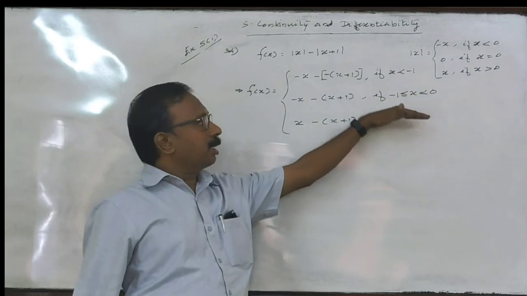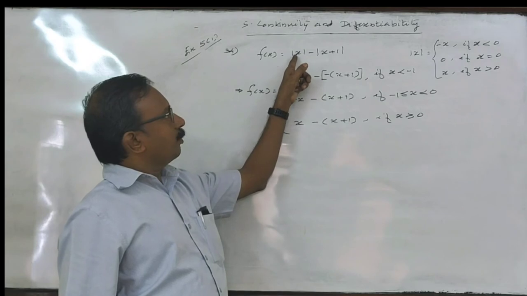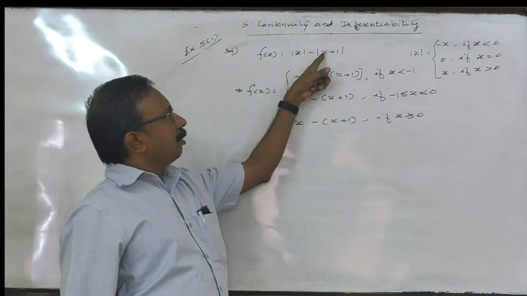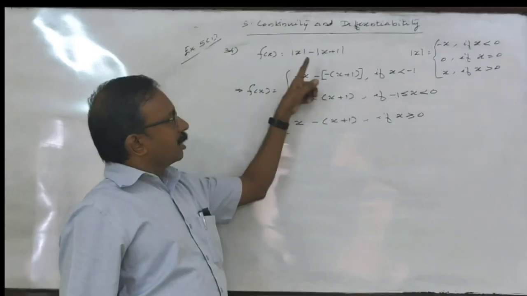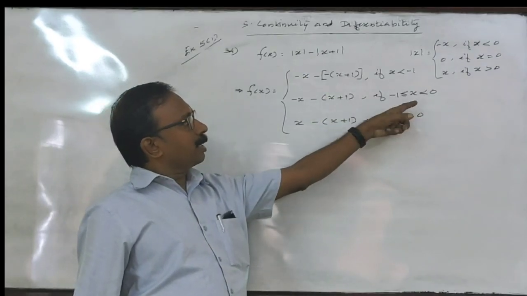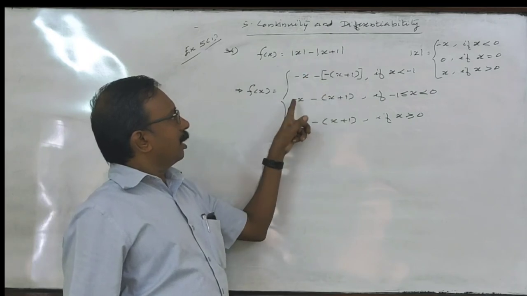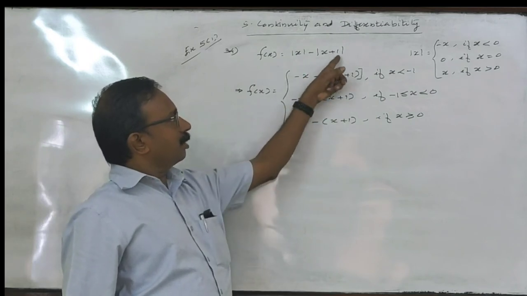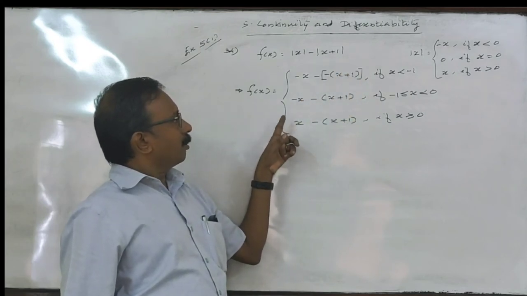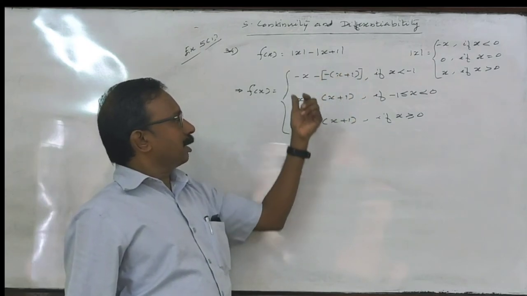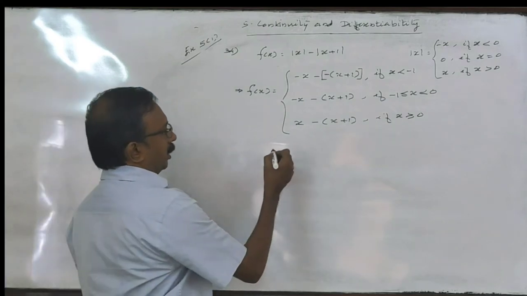Under these conditions, because x less than minus 1, the function modulus of x becomes minus x, modulus of x plus 1 becomes minus of x plus 1. When x is greater than or equal to minus 1 and less than 0, modulus of x becomes minus x and this is x plus 1. And here it becomes x minus of the given function, for x greater than or equal to 0.